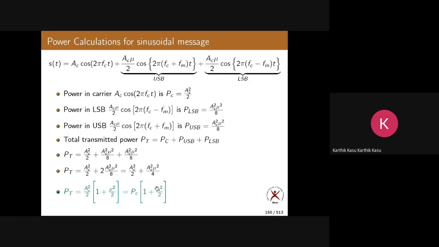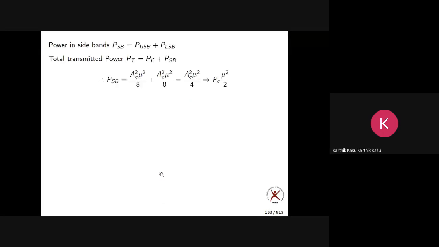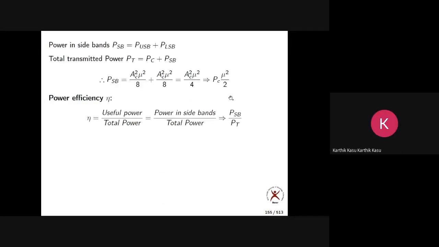What is PT? PC into 1 plus mu square by 2. PSB is how much? PC into mu square by 2. What is eta now? Tell me. You can take pen and paper.